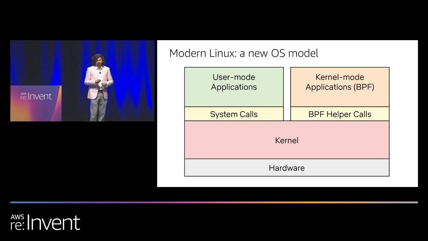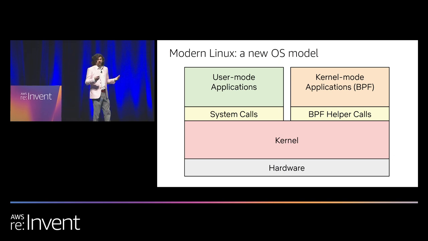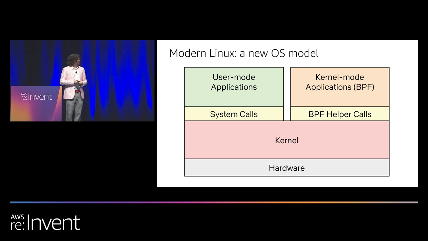BPF has changed the model and introduced a new API into the kernel and a new type of application, kernel mode applications. And this has had adoption because it's part of the Linux kernel. And we're using it at Netflix and we're using it at Facebook and other companies. This is a new API, and this is going to mean a change to how we learn operating systems.